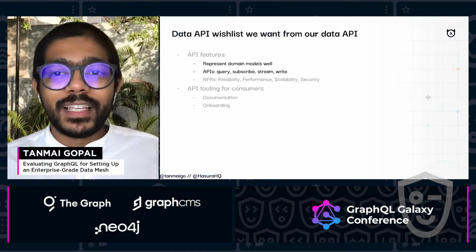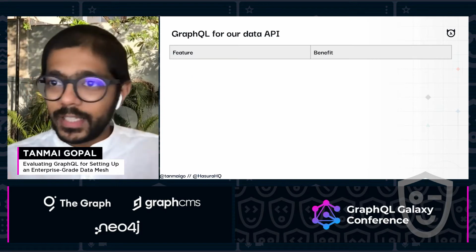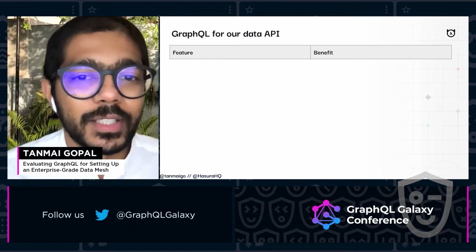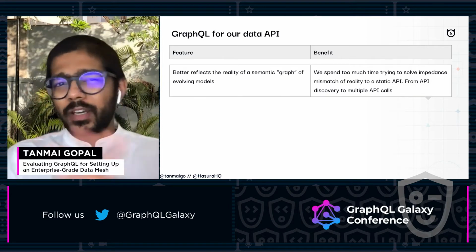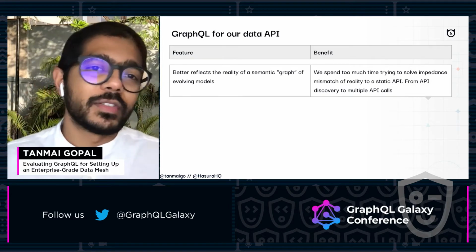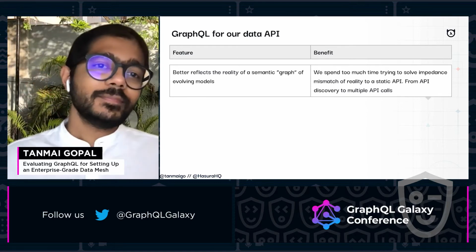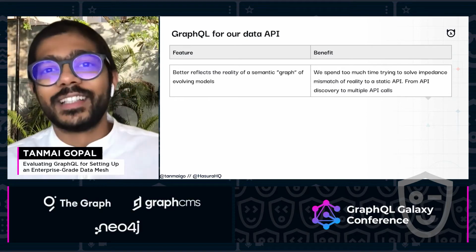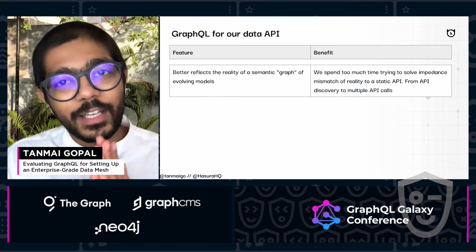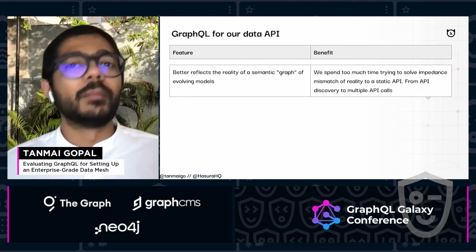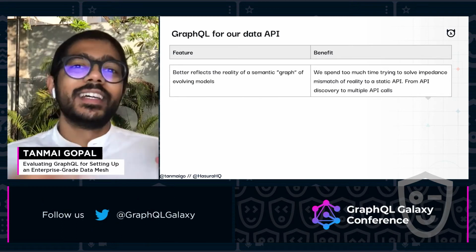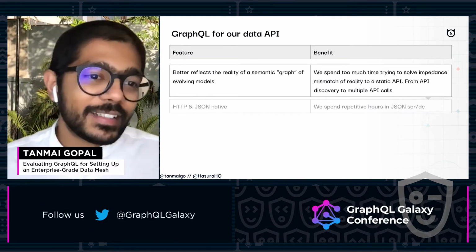Let's take a look at how GraphQL can add value here when we think about the data API. Most of you would know, but just to reframe some of those properties of GraphQL in the data API context: our data is interconnected. And so GraphQL represents that reality of a semantic graph of interconnected models much better than us thinking about resources that are siloed and evolving independently.